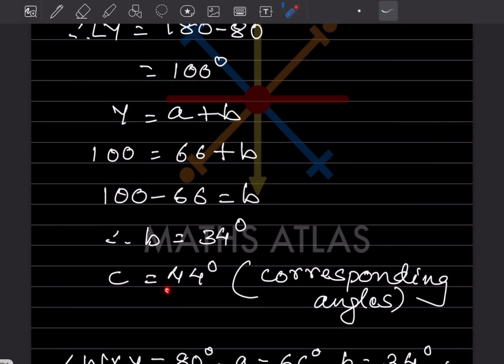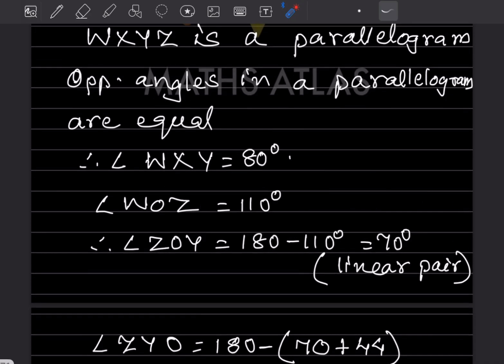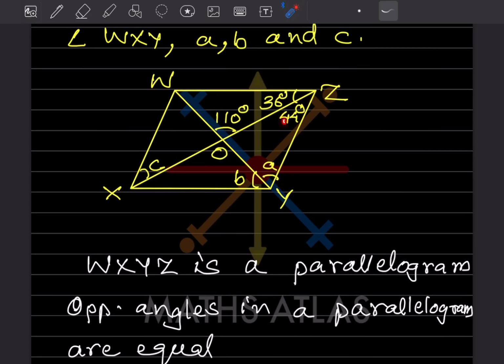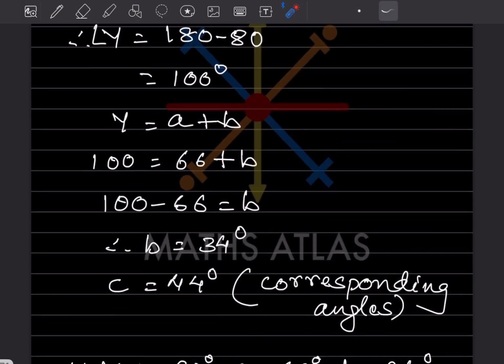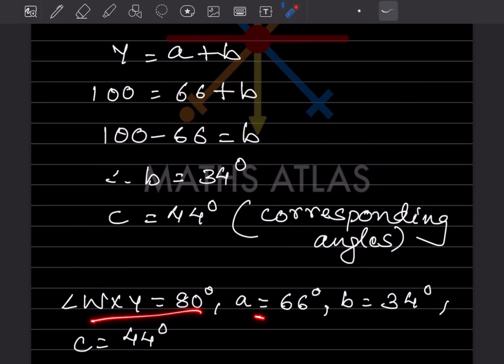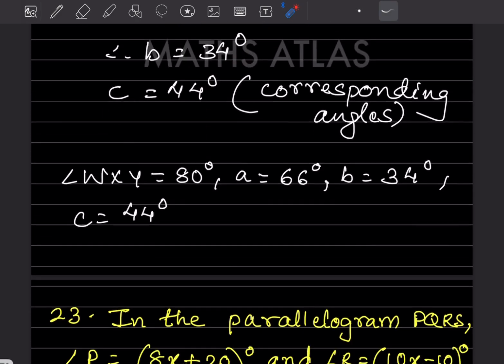So C is 44 again, because these are the corresponding angles. So now this is 44. So this also should be 44. So we write these values over here.